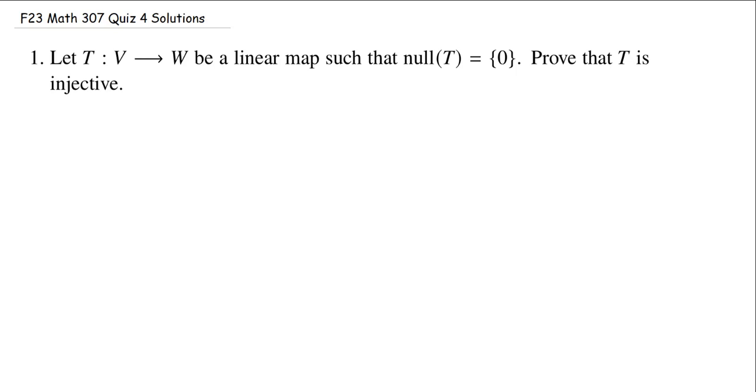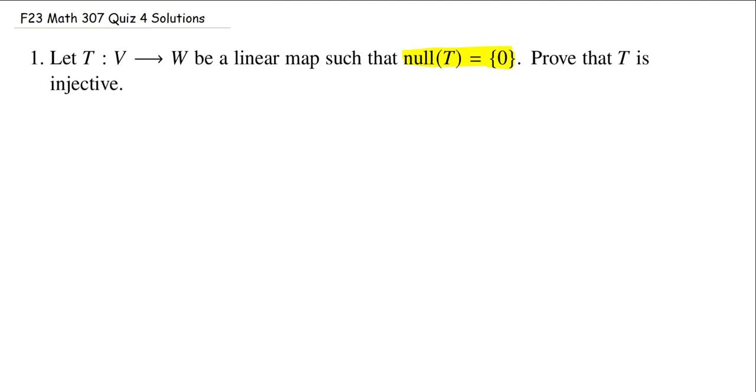This is Fall 2023, Math 307, Linear Algebra at Cal State Fullerton. And in this problem, we're given a linear map T from V to W, so we, as usual, assume that V and W are vector spaces over some field F. And we're going to assume that the null space of T, so this is this bit here, the null space of T is the zero subspace.